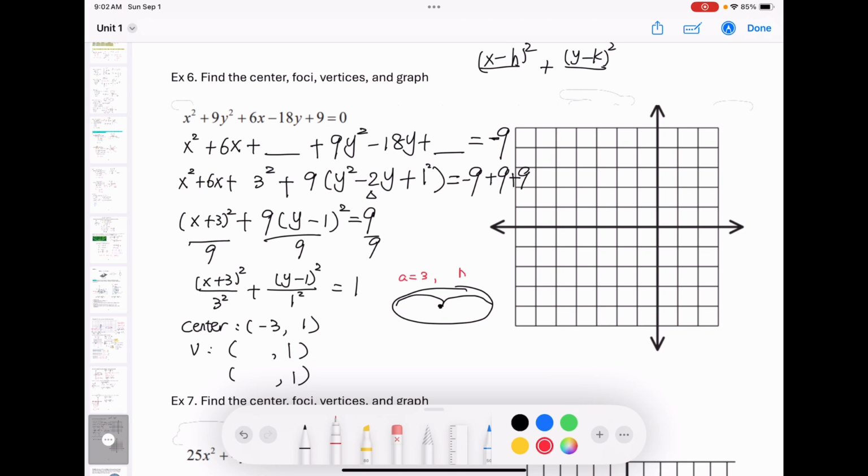And from the formula, we can find b is equal to 1. We find the c later. So negative 3 plus 3, 0. Negative 3 minus 3, negative 6.